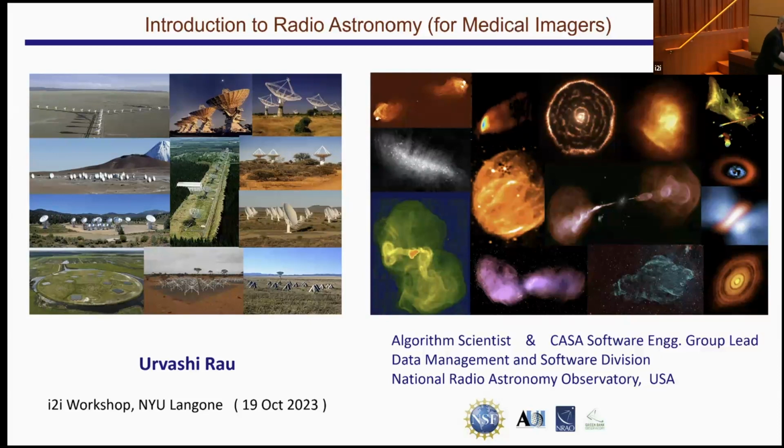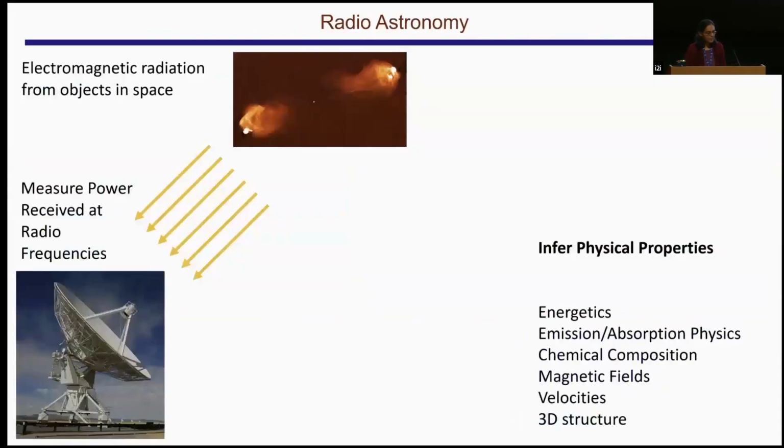Okay, thank you. All right, so this talk is going to be about radio astronomy. So we're shifting focus. First of all, what is it? Radio astronomy is the study of objects in outer space by measuring the power of their electromagnetic radiation at radio frequencies, and then making a variety of physical inferences about the source properties.